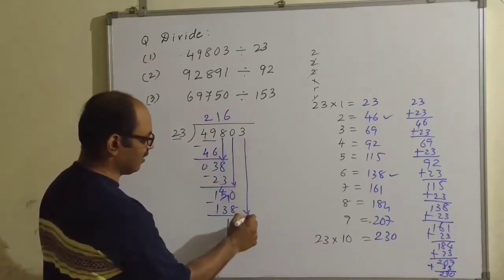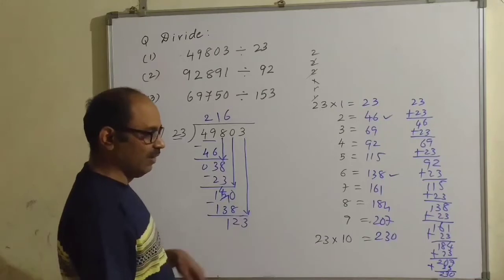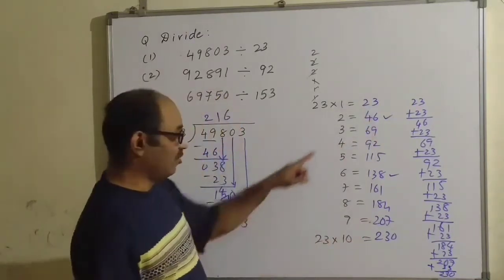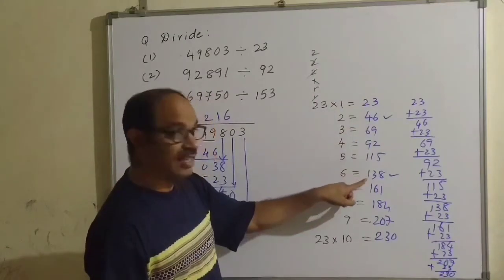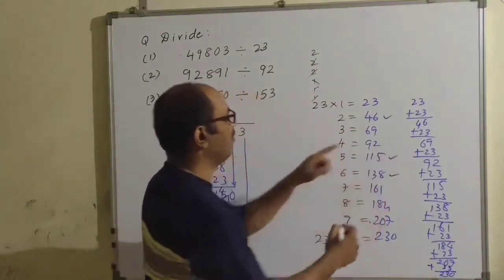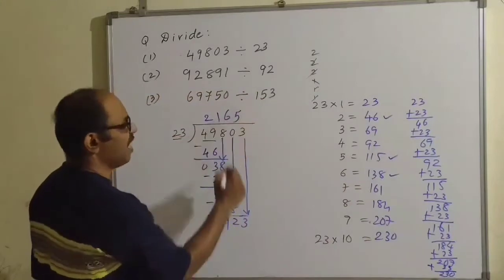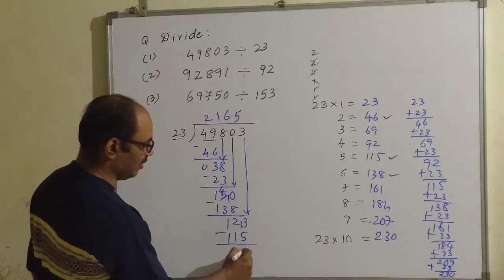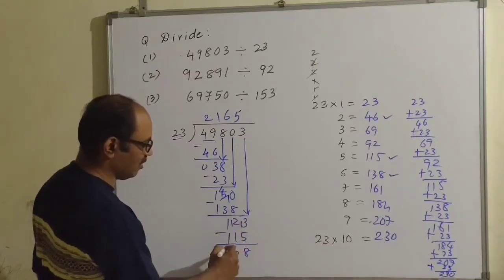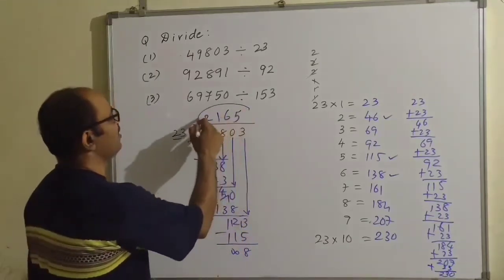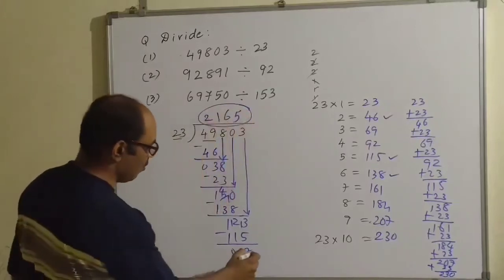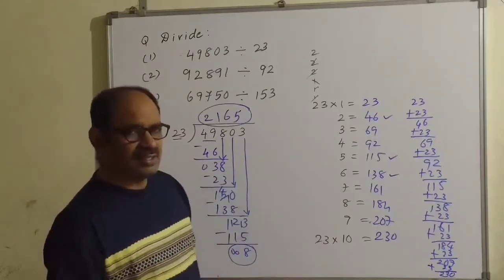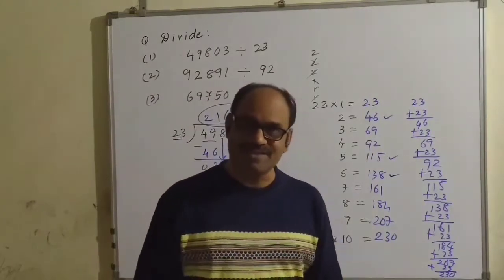There is one more digit, the last digit, which is brought down. That is 123. Find the 3-digit number just bigger than 123. Bigger than 123 is 138. So before that you take 5s. 23 5s are 115. Subtract this. 13 minus, this is 11, 0, 0. So what is the quotient? 2165. And what is the remainder? 8.